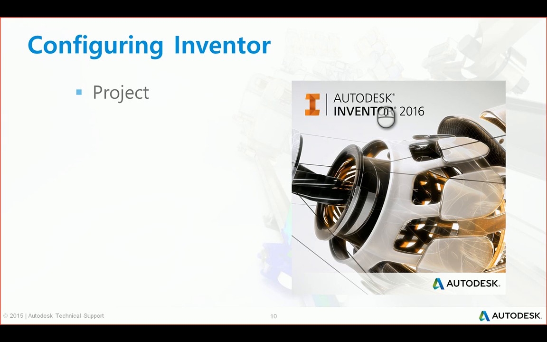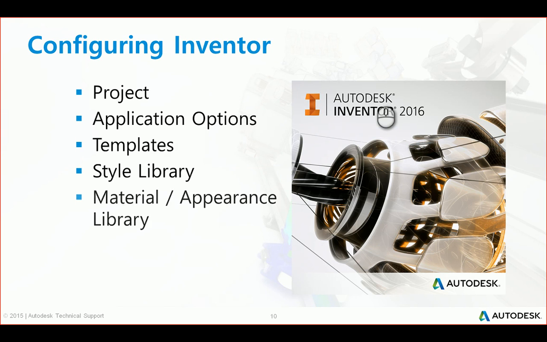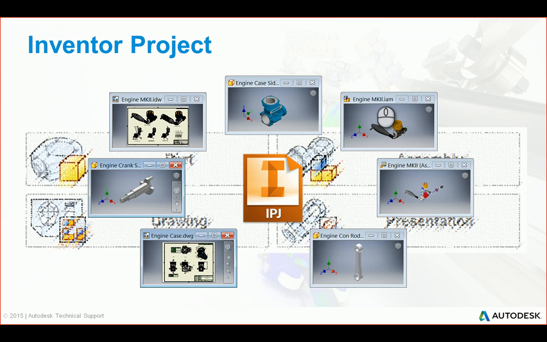Alright, so we're going to go over projects, application options, templates, style library, application material library, and content center. Okay, project file. The project file is the configuration file for your Inventor. It goes through and tells Inventor where to find all of its parts and pieces.